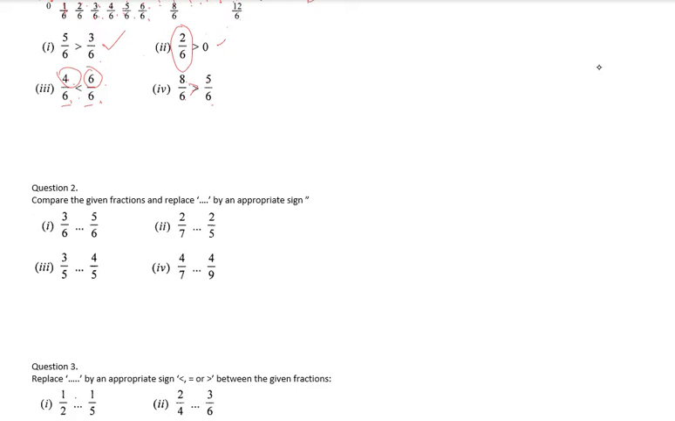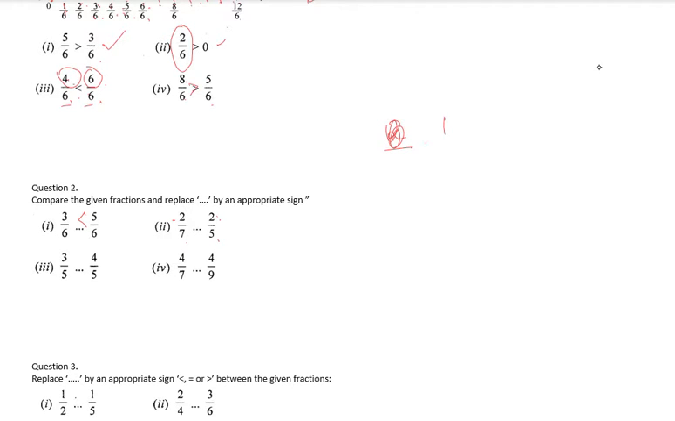The next question is: compare the fractions and replace with the appropriate symbol. They are like fractions, so 3 is less than 5, so the less than symbol. Then 2 by 7 and 2 by 5: here the numerators are the same. Mark my words, for the same numerator, bigger the denominator, smaller is the fraction.